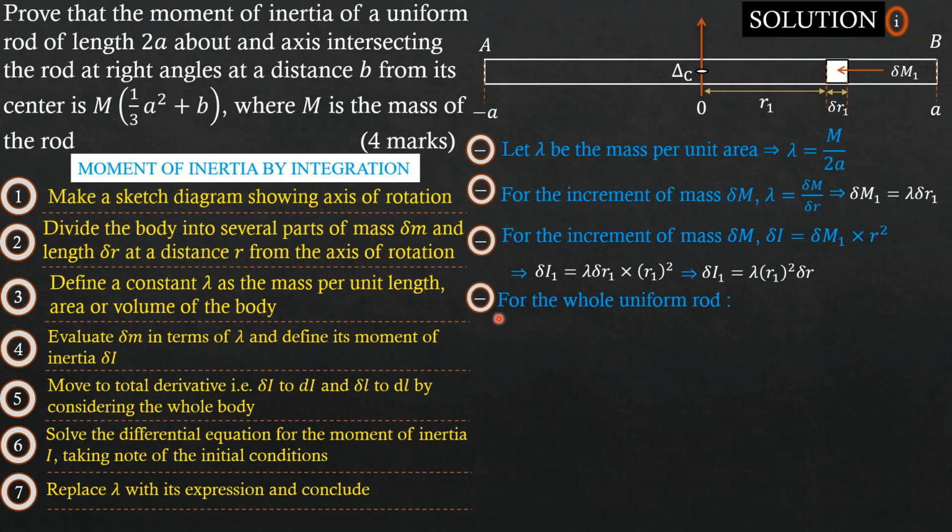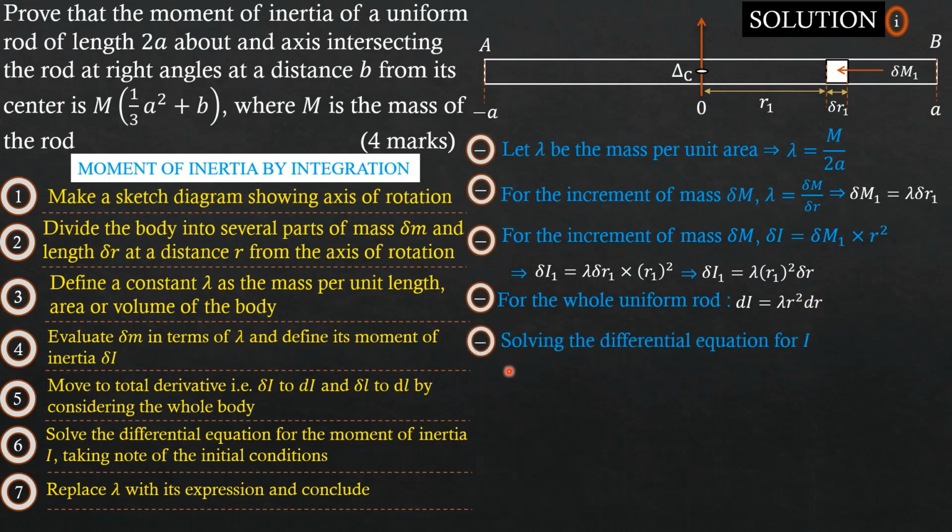Next, we move to the total derivative. So we now consider the whole rod. So if I take the whole rod, it means I'm taking dI, is going to be what? I'm going to be summing, because this is just one increment. There are many increments inside here. So if I move to the whole rod, it means that I am going to be summing these small deltas. So delta I1 plus delta I2 plus delta I3, and so on and so forth. So doing that, the small delta r changes to the dr. So that's not really important. You're not really required to show it, you just need to understand why it is like that. So dI is equal to lambda r squared dr.